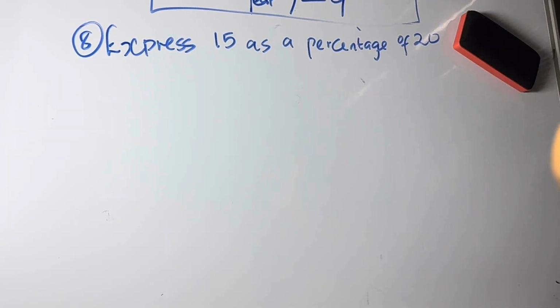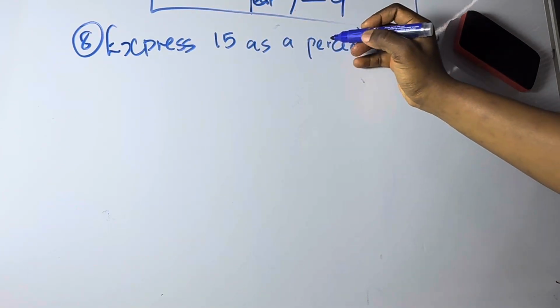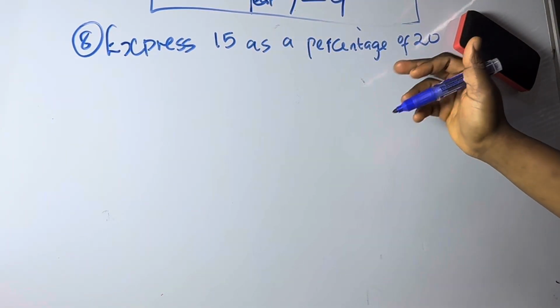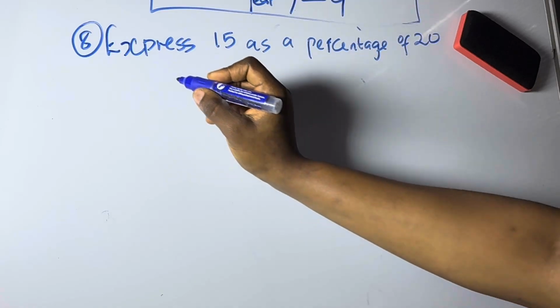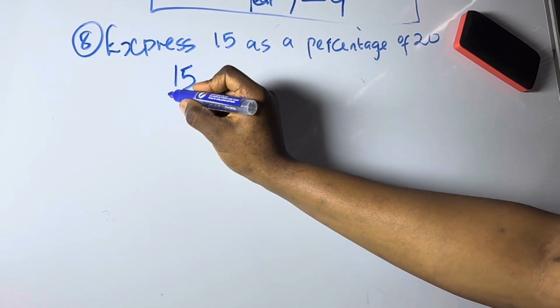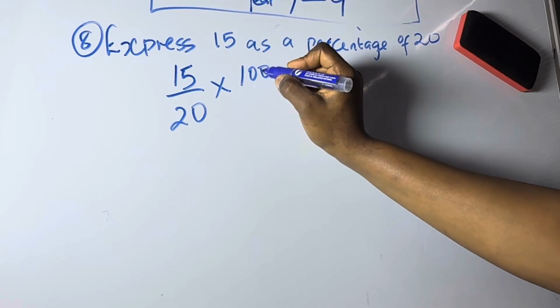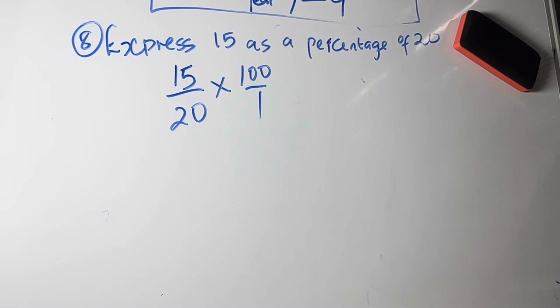Now, anytime you come across percentage, it simply means something over 100 or something times 100. Now, 15 as a percentage of 20 simply means 15 over 20 multiplied by what? 100 over 1.